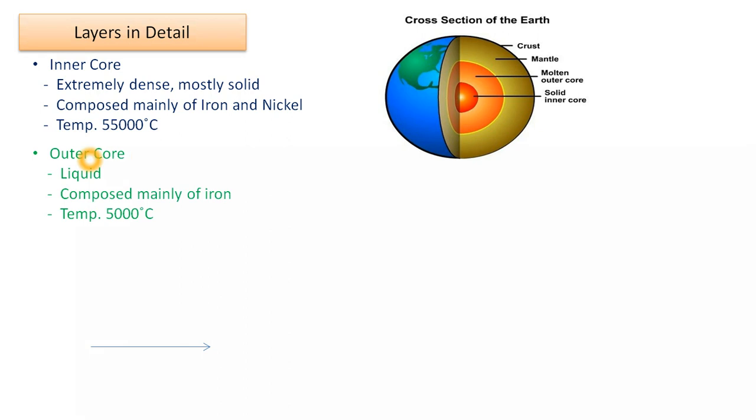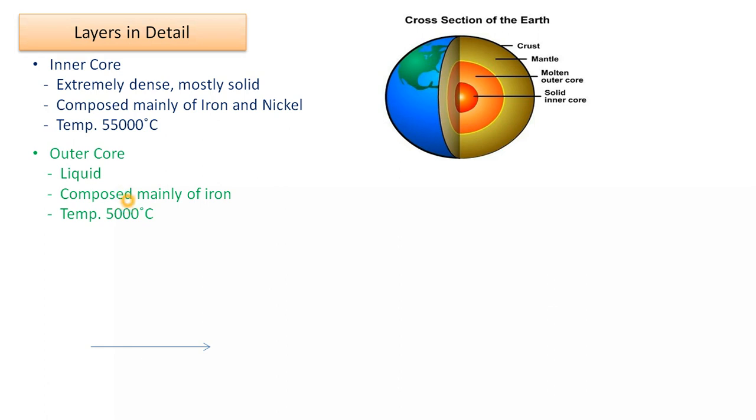Next is the outer core, and it's quite dense, but it's liquid. So it's kind of molten. It's also composed of iron, and the iron here is in liquid form. Here also the temperature is quite high, somewhere around 5,000 degrees Celsius. But inner core is the hottest, and outer core is less hot than the inner core. So as you come out from inner core to outer core, the temperature goes on decreasing.